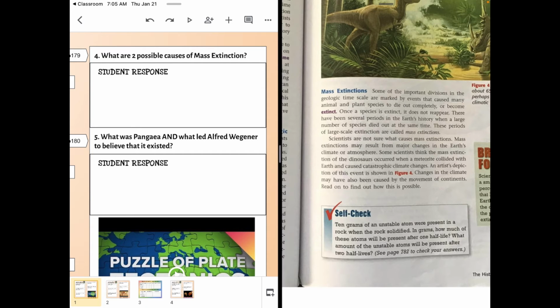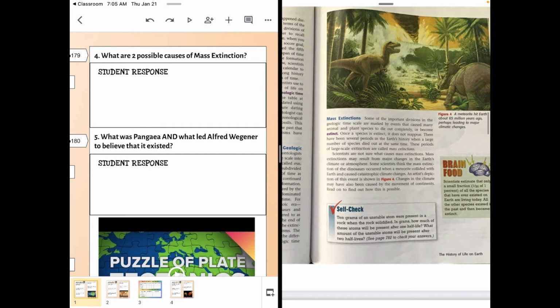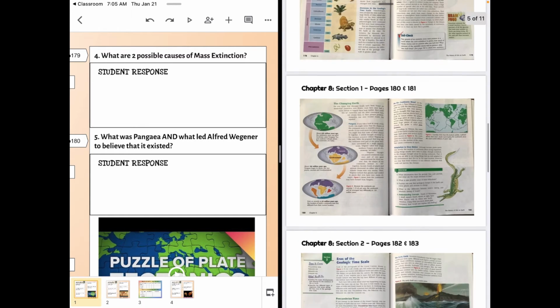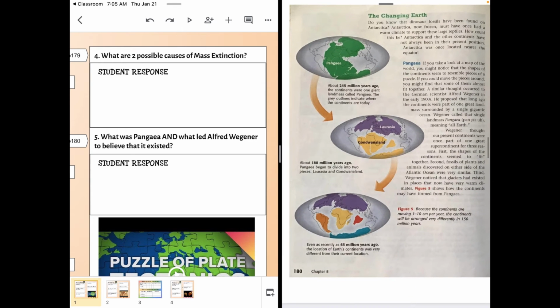So you want to check this page to see what can cause mass extinctions. There's more than 2 answers. And then lastly, Pangea. So what is Pangea? You're going to have to read about Pangea there.